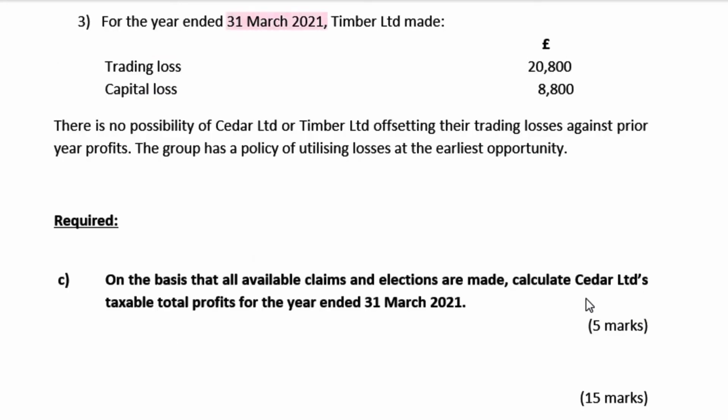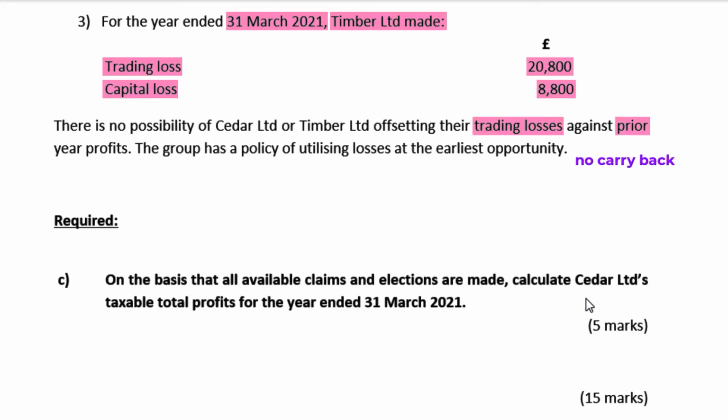For the year ended 31st March 2021, Timber Limited made a trading loss and a capital loss of 2,800. There is no possibility of Cedar Limited or Timber Limited offsetting the trading losses against prior year profits, so there's no carryback. Section 37. The group has a policy of utilizing losses at the earliest opportunity. That's the usual question when it comes to loss relief. Companies or individuals, partners in a partnership, look to offset losses earlier rather than later for many reasons. One is you can get a potential tax refund on tax previously paid. And secondly, there is no guarantee that profits would be available in the near future.